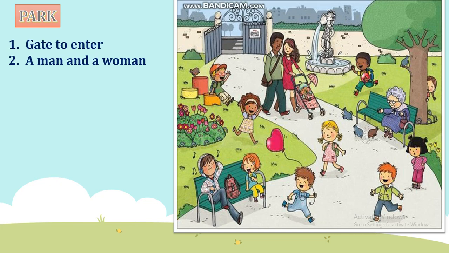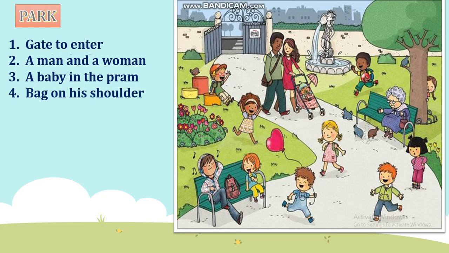Tell me, where is the baby, children? The baby is in a pram. Do you know what is a pram? Pram is a four-wheeled carriage for a baby. What does the man have on his shoulder? The man has a bag on his shoulder. Can you see an old woman? Where is she sitting? Yes, an old woman is sitting on a bench.